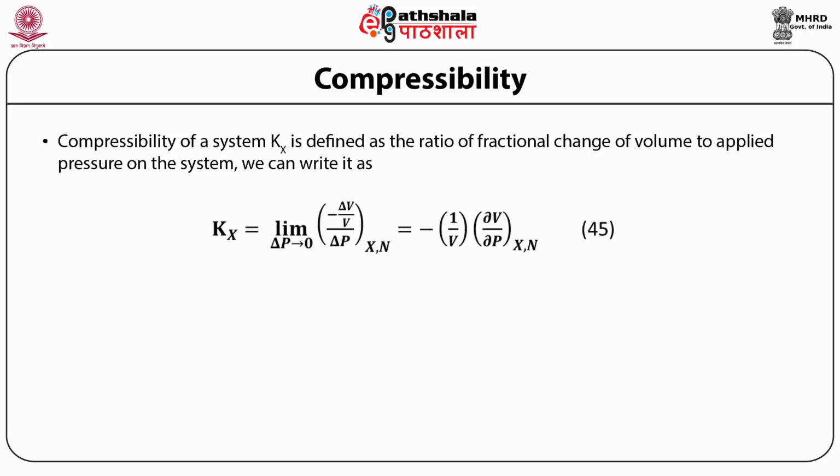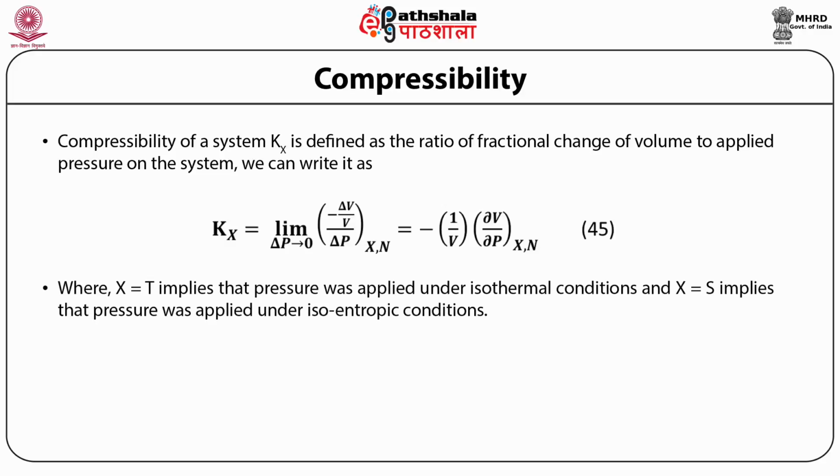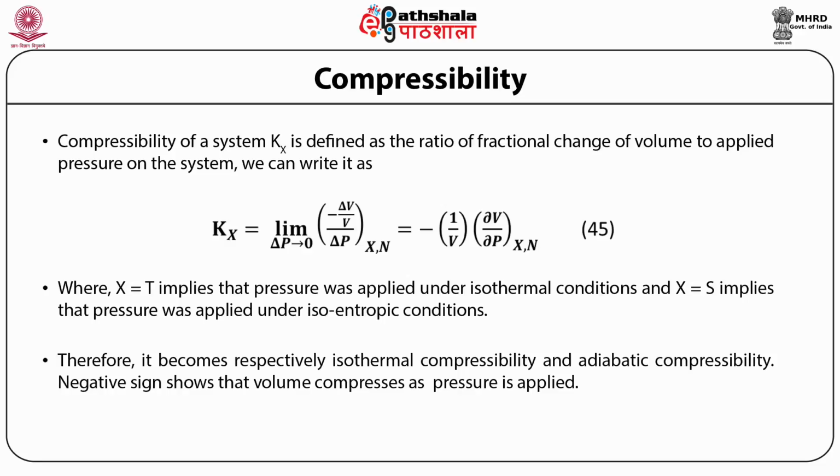Here x is equal to T implies that pressure was applied under isothermal conditions, and x is equal to S implies that pressure was applied under isentropic conditions. Therefore, it becomes respectively isothermal compressibility and adiabatic compressibility. The negative sign shows that volume compresses as pressure is applied.